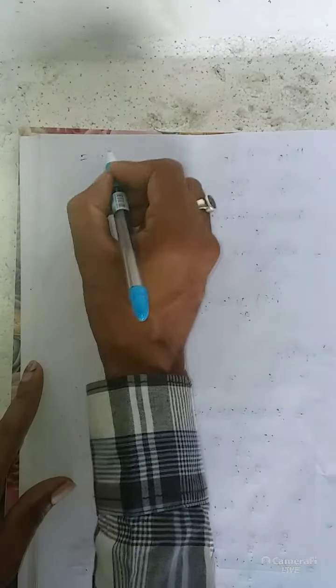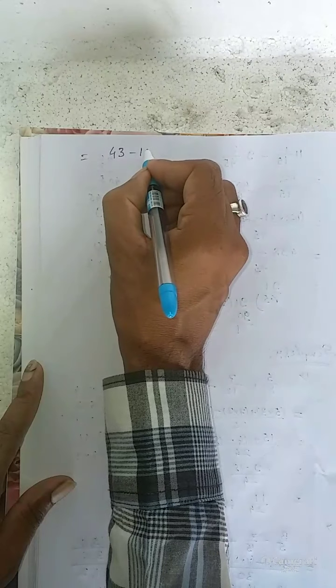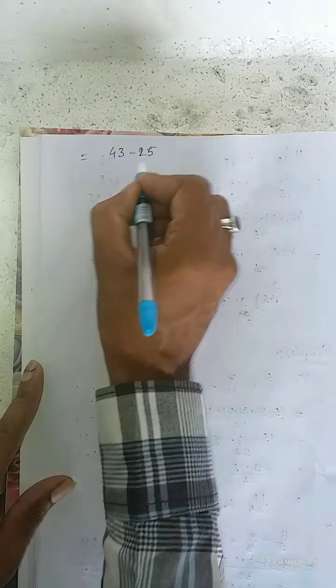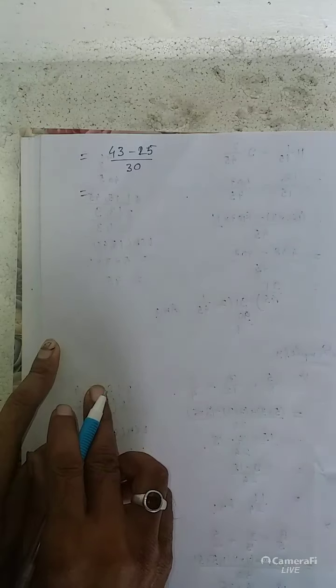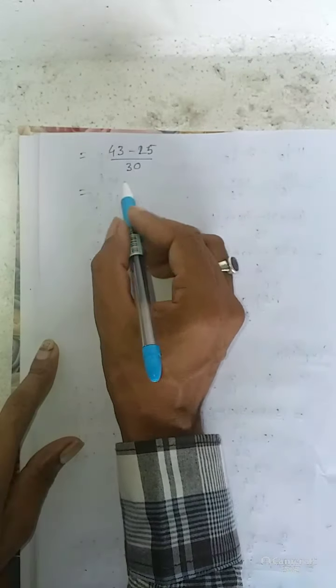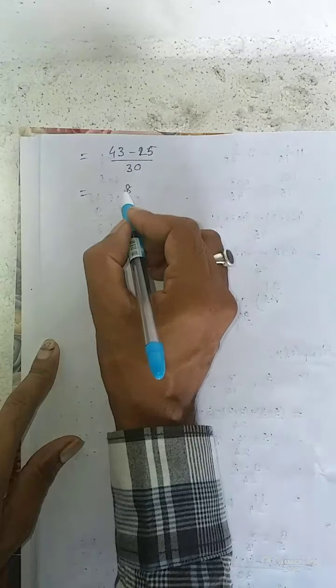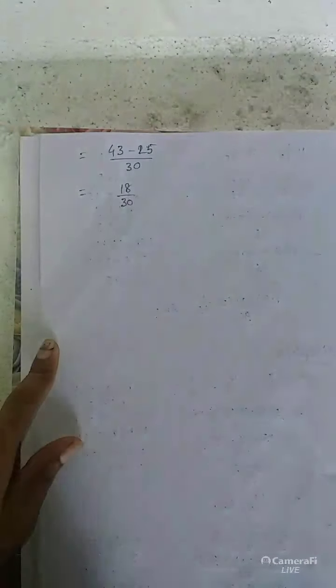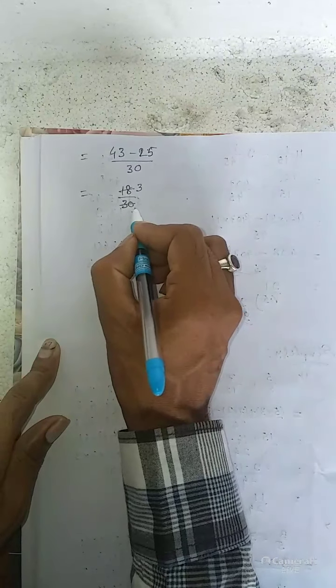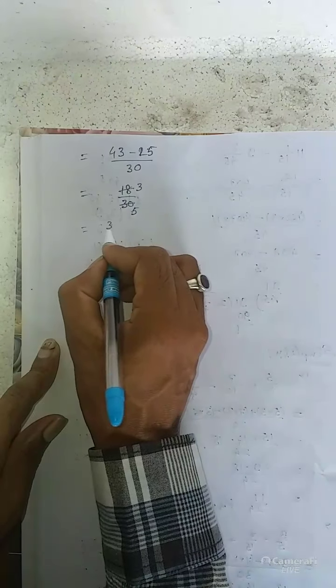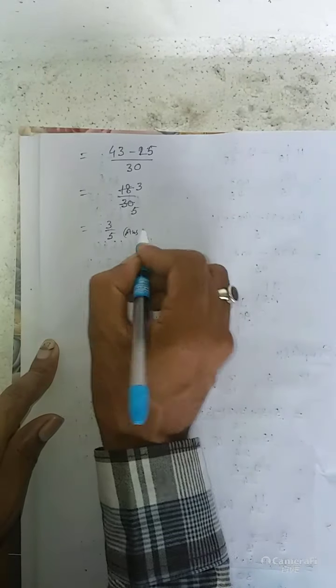Let us write this. We get 43 minus 25 by 30. Now subtract: 5 from 13 is 8, 1 carry 1, 1 1 is 18 by 30. Now here 18 by 30 can be simplified. Each of the numbers is divisible by 6. 6 3s are 18, 6 5s are 30. So we get 3 by 5. This becomes the answer.